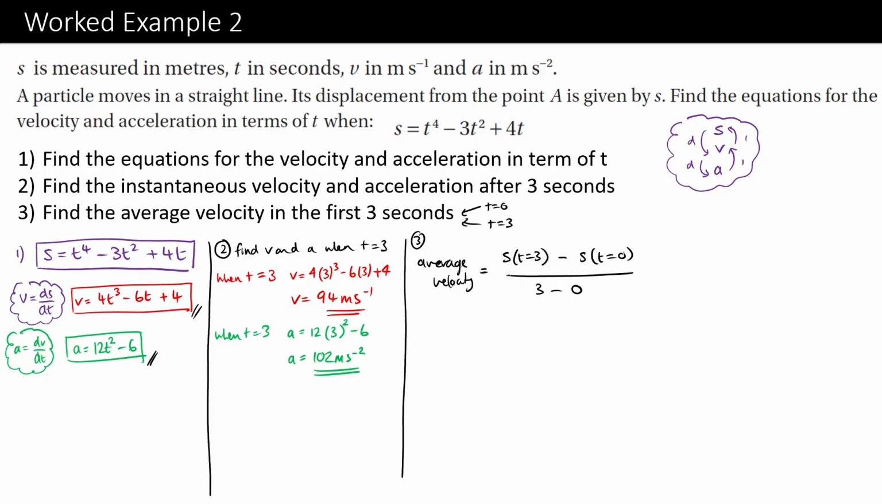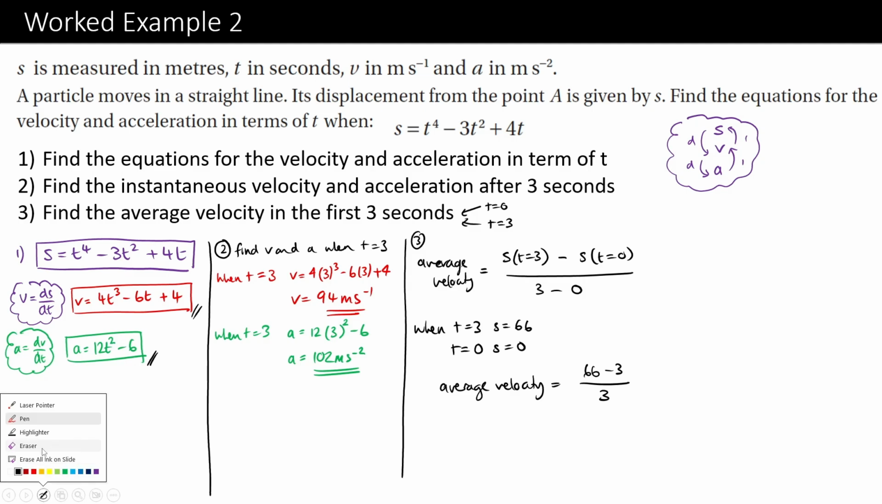So back to the question, what we need to then do is know that when t equals 3, s is going to equal 66, and when t equals 0, s equals 0. So the average velocity is going to be 66 minus 0 over 3, which gives me an answer of 22 meters per second. And there's my answer for part 3.